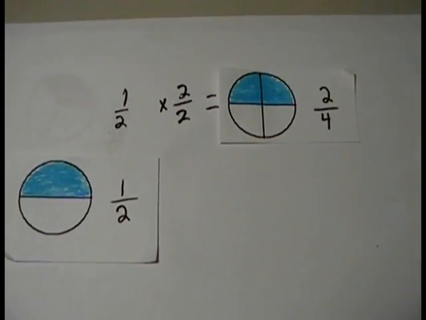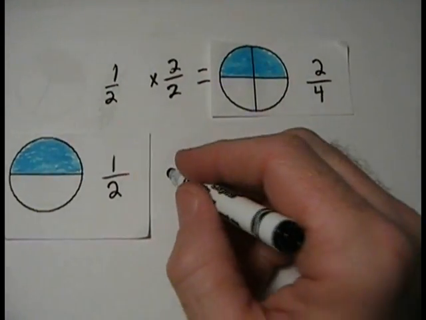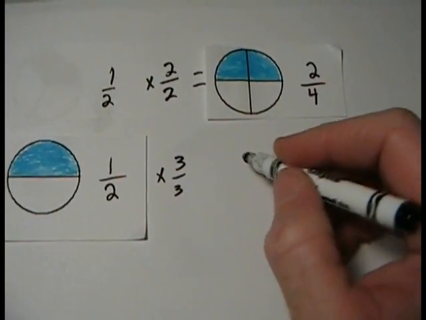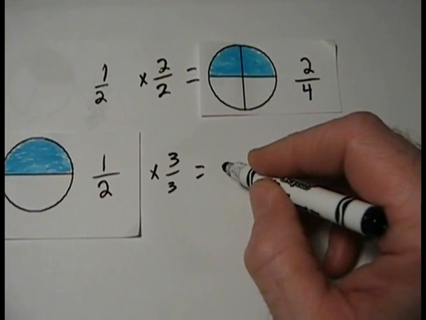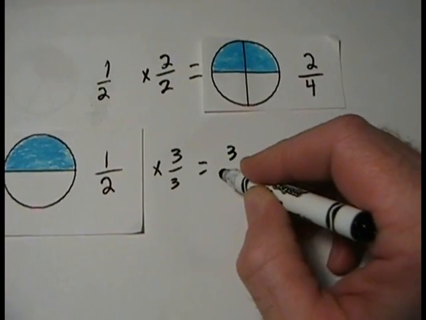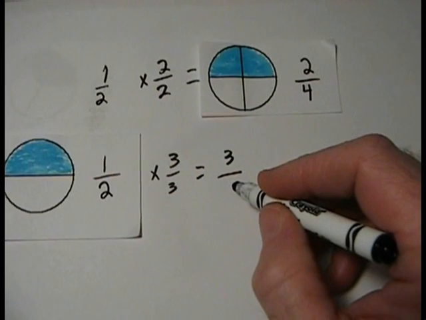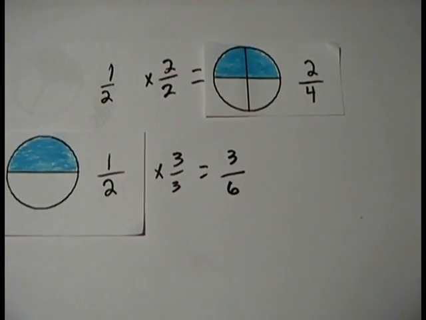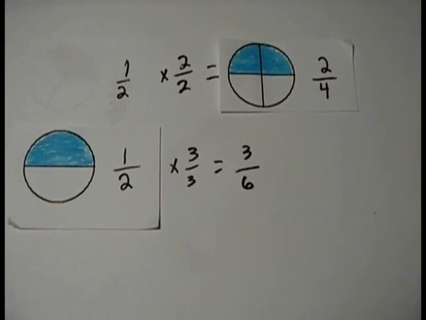Again, using the same method, 1/2 times, let's times it by 3 this time, 3 over 3. Multiply the numerators, 3 times 1 is 3. And now let's multiply the denominators. 3 times 2 is 6. Again, we've renamed our fraction 3/6.